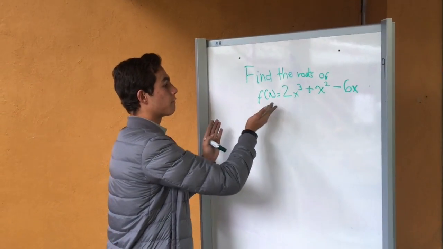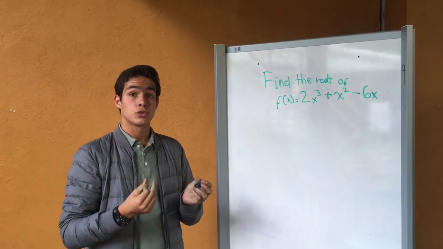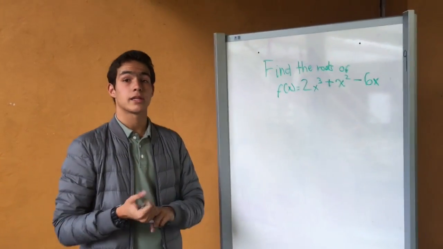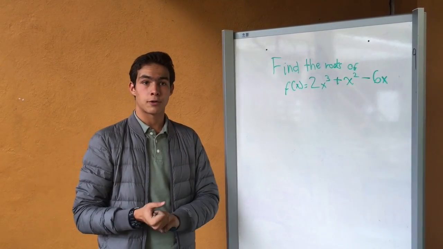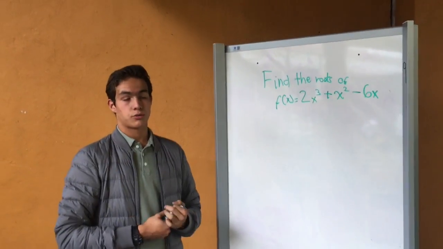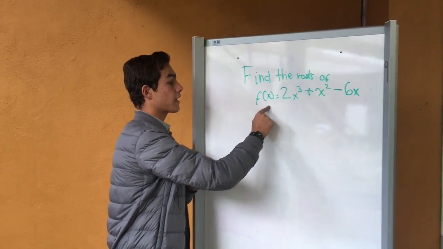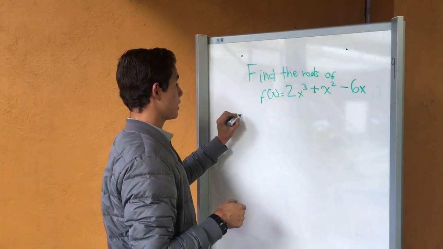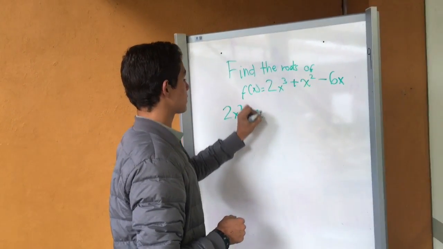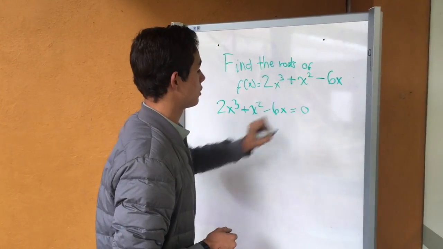We want to find the roots of this polynomial function. And there are several methods to do this. Amongst them is the factorizing method, the completing the square method, or using the general formula. But we want to concentrate on the factorizing method right now. So, the first thing you want to do is equalize the function of x to 0. So it's going to be 2x cubed plus x squared minus 6x is equal to 0.